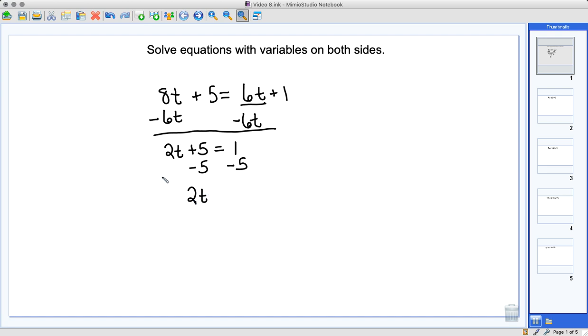We get 2t equals negative 4. And then divide by 2. So t is negative 2.